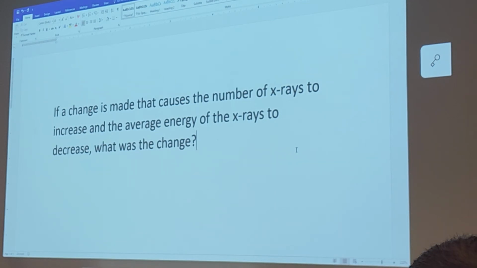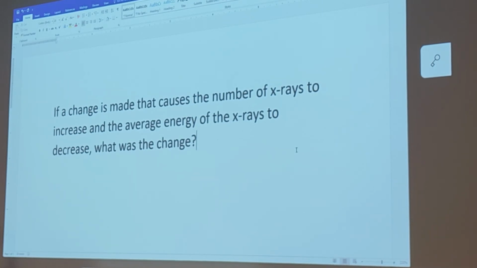So, if we increase KVP, we increase the number of X-rays. Energy would also increase. Correct. If you increase KVP, you also increase the average energy. So does that fit our question? No, so this cannot be KVP. What else do we have?